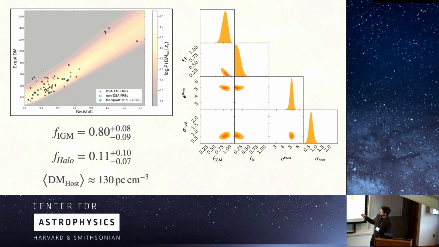If I run the actual MCMC fit, I find that FIGM is maybe 80%. You also note that this nuisance parameter of the host galaxy DM contribution is pretty modest. The median host DM is going to be of order 100 units, not several hundred units, which would add a lot of noise and actually hurt us doing this in the future.